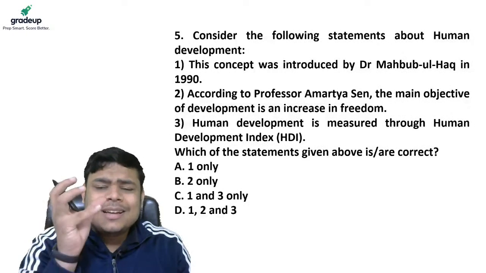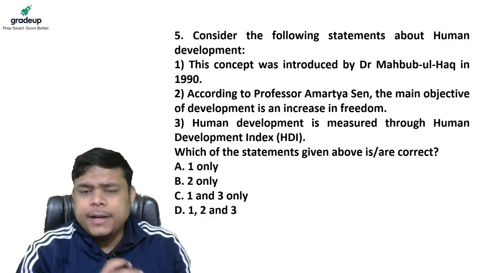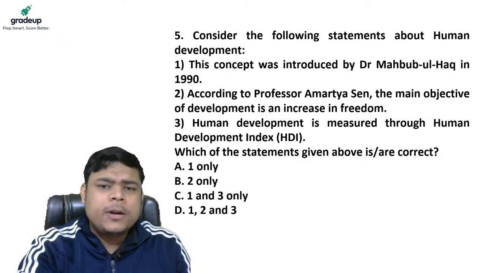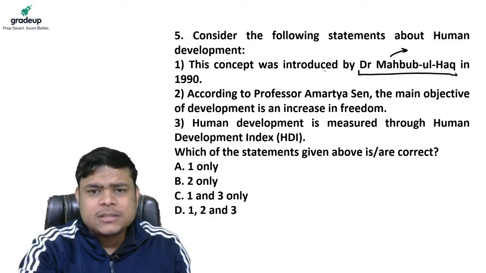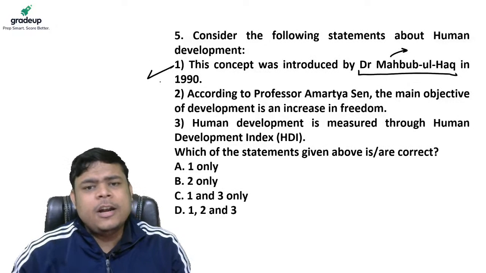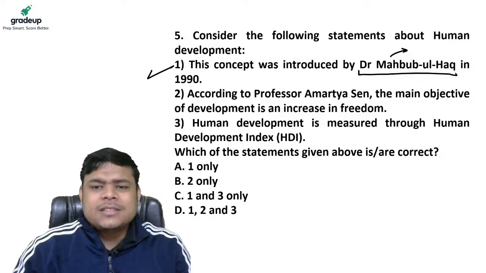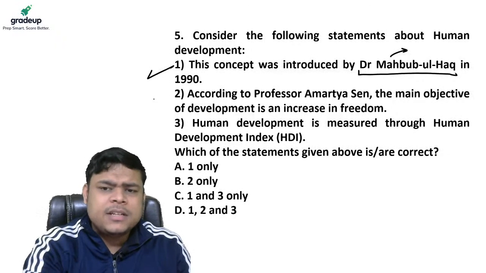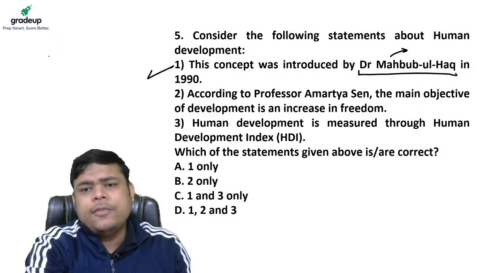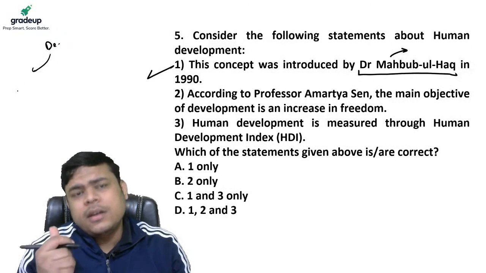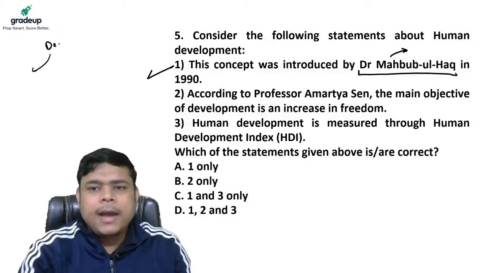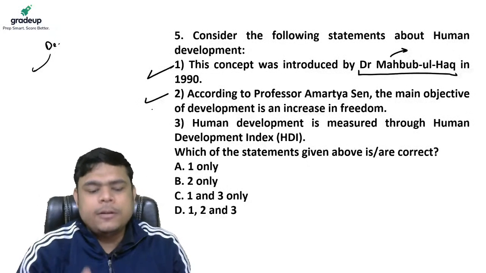Now, the question essentially talks about the Human Development Index. This concept of human development was introduced by Dr. Mehboob ul Haq. Yes, he was a Pakistani economist, and this statement is definitely true. Now, according to Professor Amartya Sen, the main objective of development is increase in freedom. Yes, he says if we increase development, we are increasing economic freedom, political freedom, etc. Hence, obviously, this is adding to the freedom.